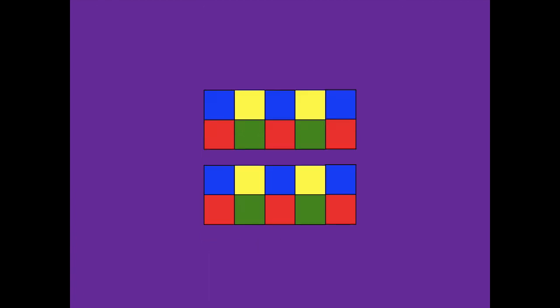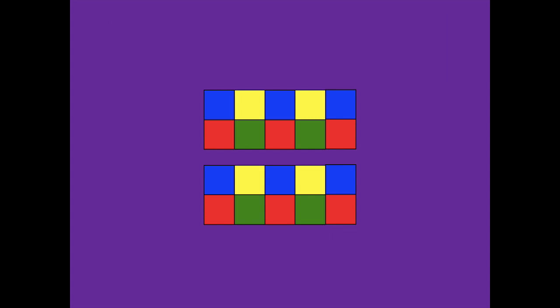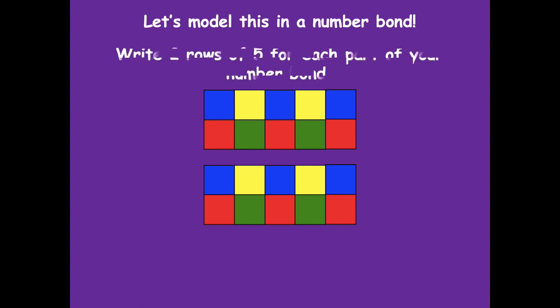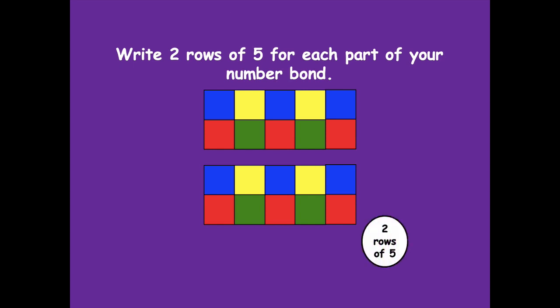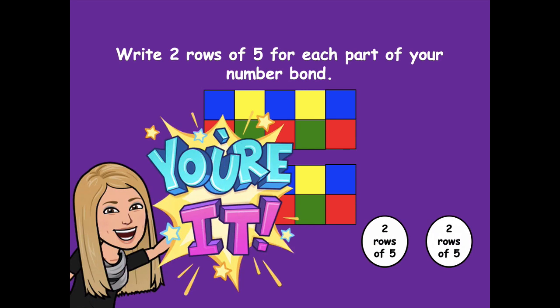Okay, friends. All right, so here's what it looks like now. So how many rows do you have in each part? 2 rows. How many tiles are in each row? 5 tiles. All right, so let's model this in a number bond. Oh, okay, we could do this. So we're going to write 2 rows of 5 for each part of your number bond, right? Because that's our 2 parts. So it's going to look like this. Okay, so pause the video, write those 2 parts for your number bond, and then click play when you're ready for the next step.